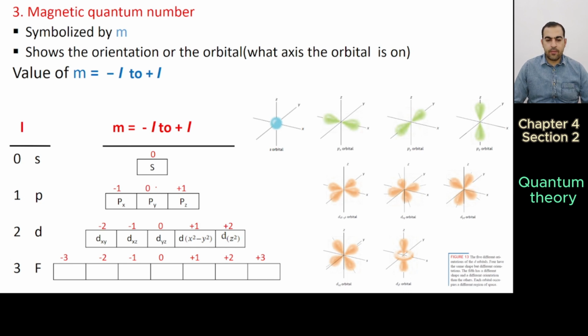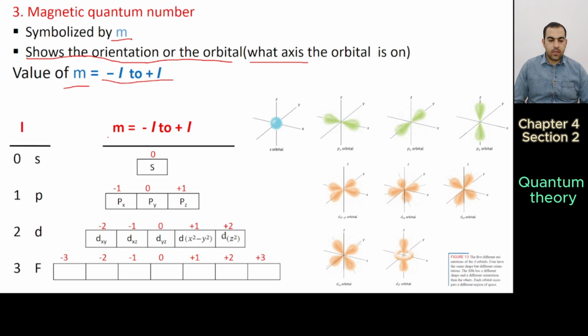Magnetic quantum number, symbolized by m. The magnetic quantum number describes the orbitals. What of the orbitals? The orientation of the orbital, or in other words, we can say the axis. So what axis is the orbital on? The magnetic quantum number is going to explain. The value of the magnetic quantum number m equals negative L to positive L.